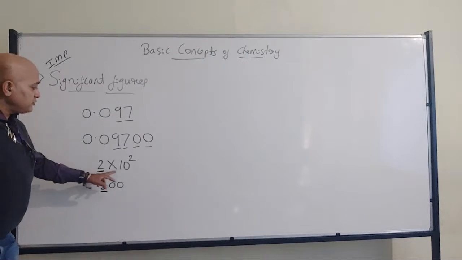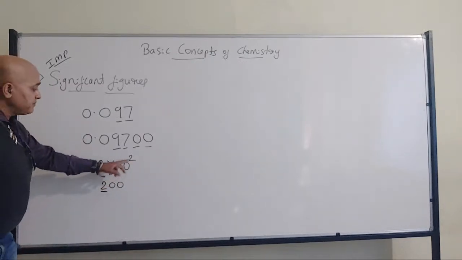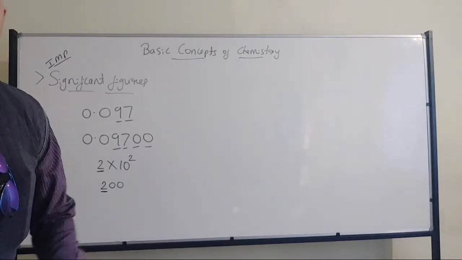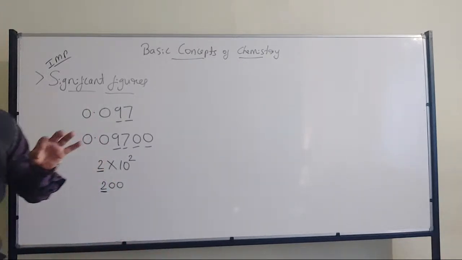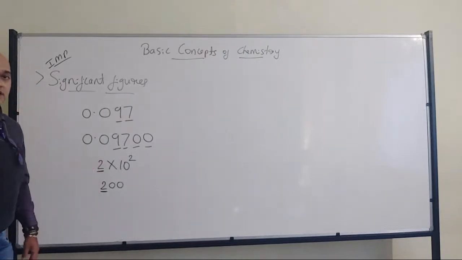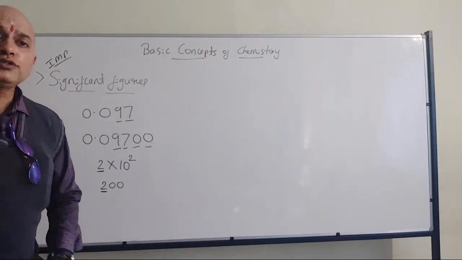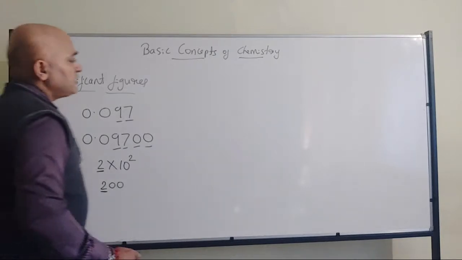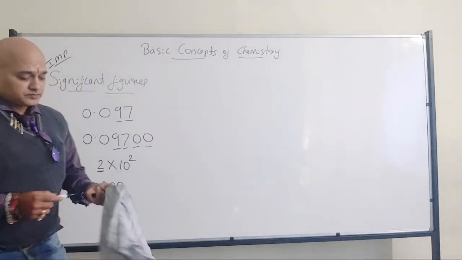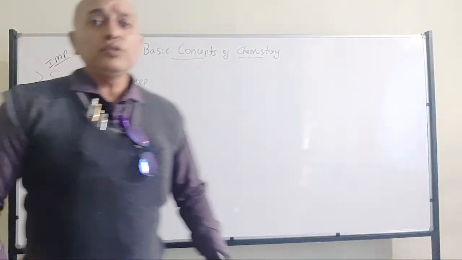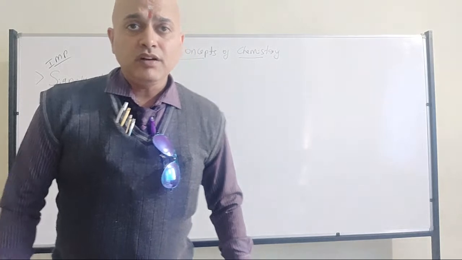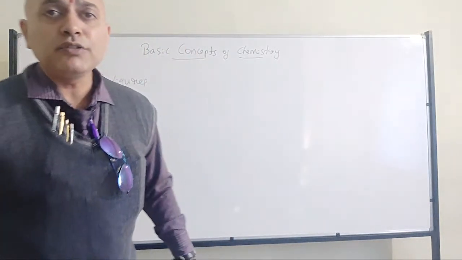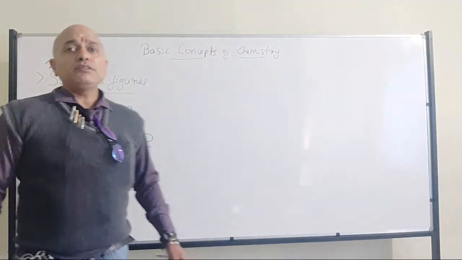So that is 2 into 10 to the power of 2, where 10 to the power of 2 will not be considered as a significant figure. It is just a scientific notation for the 200. All of you have understood? Fine. So if someone tells you, I have 2 cricket balls with me, or 4 cricket balls, or whatever number. For example, we'll go with, I have 2 cricket balls with me.